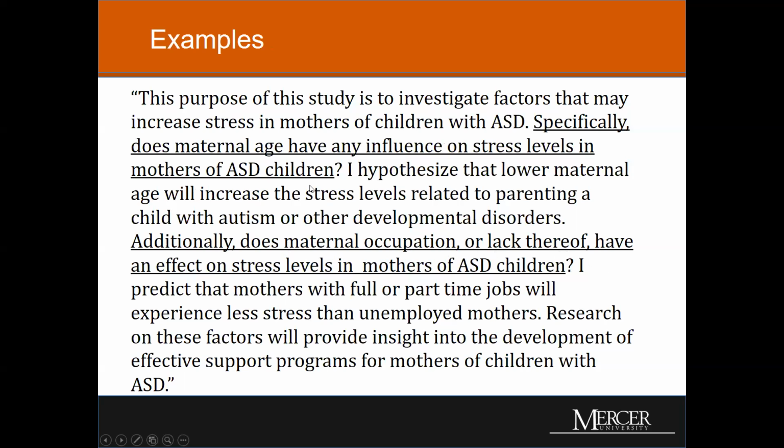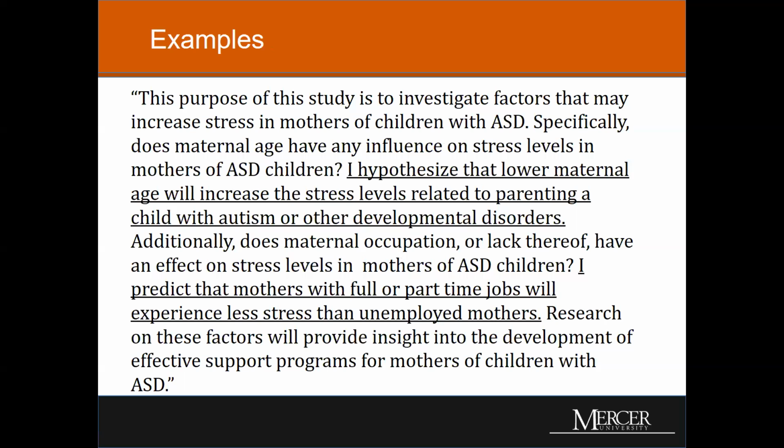So in the last example, their research question had more than one independent variable. In this example, they're just stating 2 research questions, each that have 1. It's just a slightly different way to do it. Both are fine. Let's look at the hypotheses. I hypothesize that lower maternal age will increase stress levels. So again, you have a direction for each one. The second one, I predict that mothers with full-time or part-time jobs will experience less stress than unemployed mothers. So again, we have predictions about how it's going to affect it, not just that it will affect it.